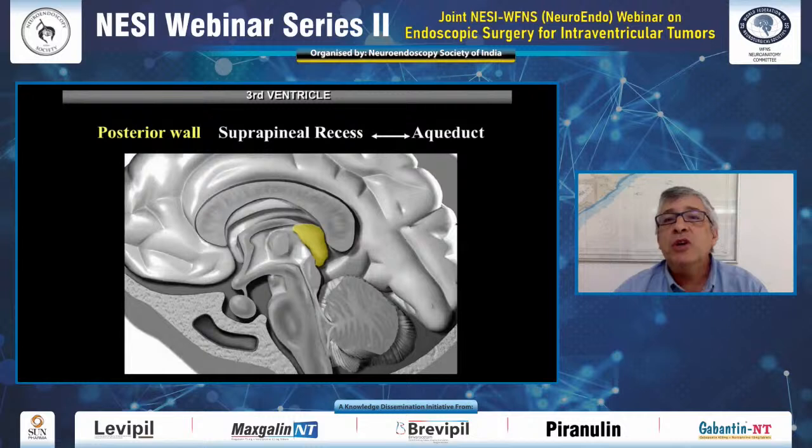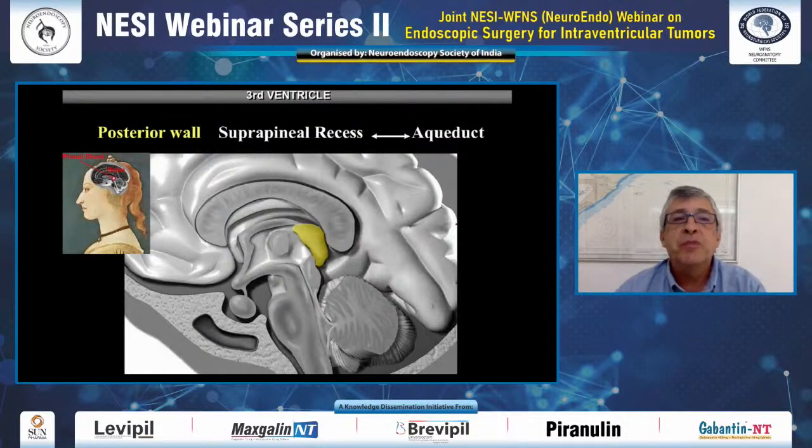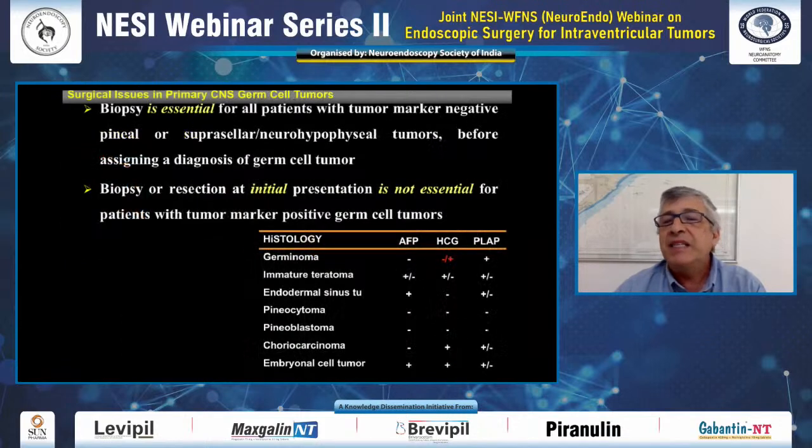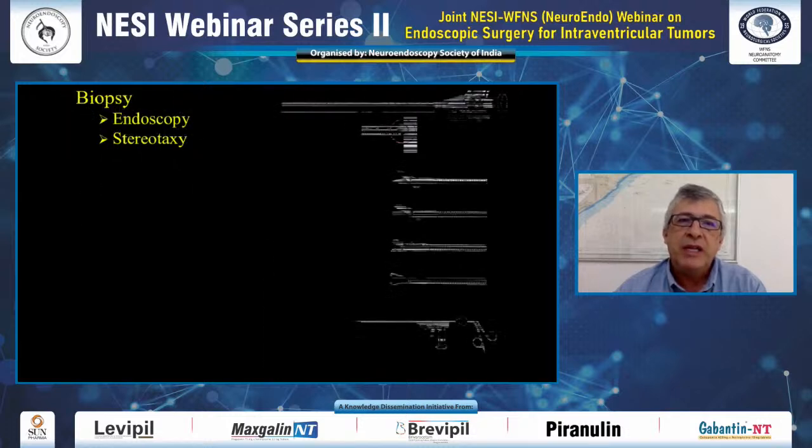So the posterior wall is from the suprapineal recess to the aqueduct. The most important is the pineal gland. In that situation, it's very good to do a biopsy, not to remove the tumor. We do a biopsy if the marker is negative. All the time you do a biopsy like that.